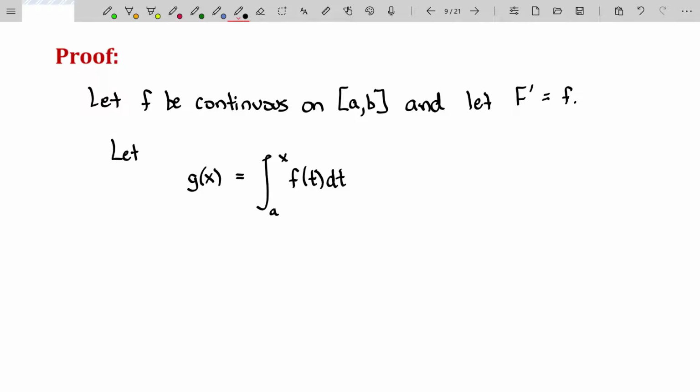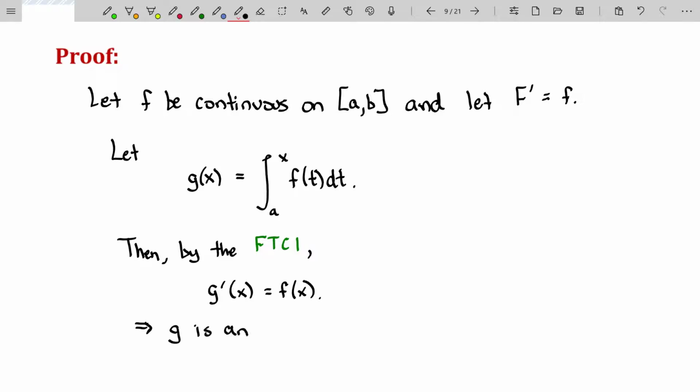If g of x is equal to this integral function, then by the fundamental theorem of calculus part 1, g prime of x is equal to f of x. Okay, that's the fundamental theorem of calculus part 1. There's no escaping that. We've actually proved that. So this implies that g is an antiderivative of f.